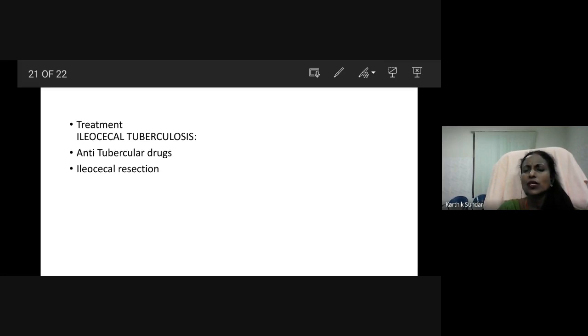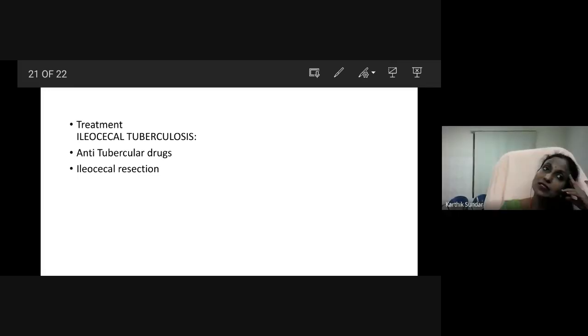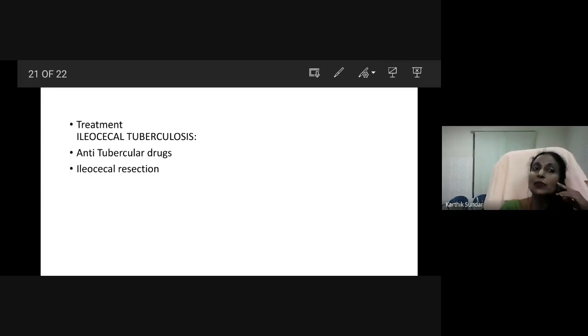What about the other structures in the right iliac fossa? Now we've concentrated only on ileocecal tuberculosis. What are the other structures that can cause a mass in the right iliac fossa? Differential diagnosis: appendicular mass. Is an appendicular mass a malignant mass or an inflammatory mass? It's an inflammatory mass.